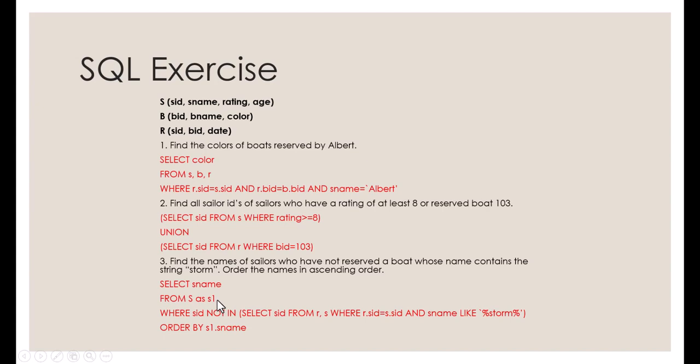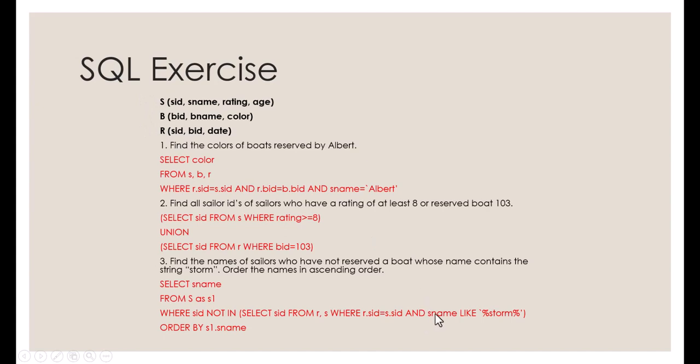We want to get the names of sailors, which can only be found in S, so we do need to call S. Select S.name from S, and then we're going to rename it to be called S1, where their ID, SID, is not in. And then let's take a look at the subquery. What is this returning? It's returning the SIDs from the reservation and the sailor. Of course, we want to set the SID and SID from S and R to equal each other.